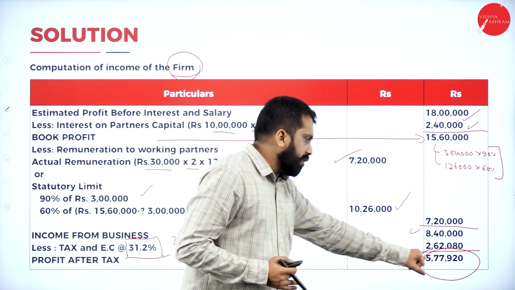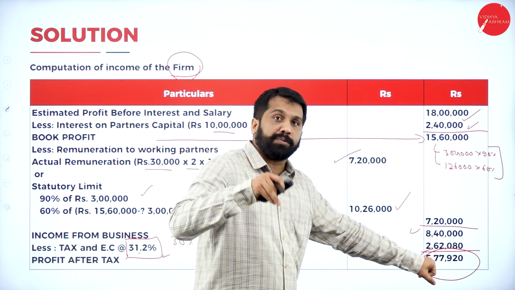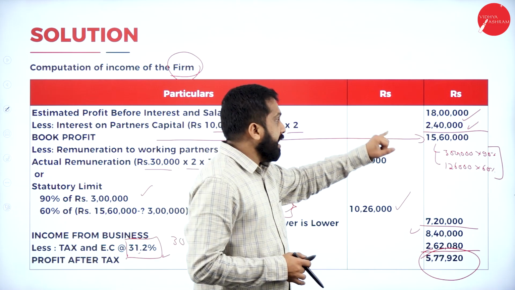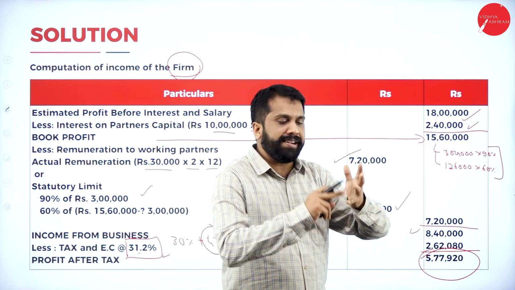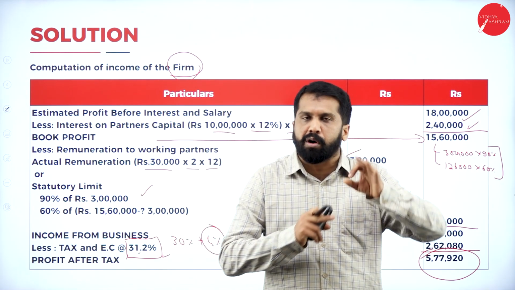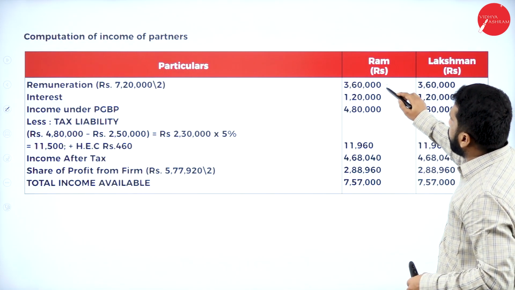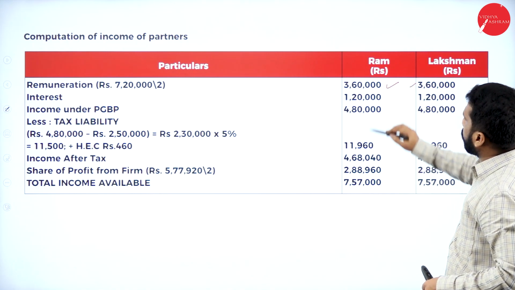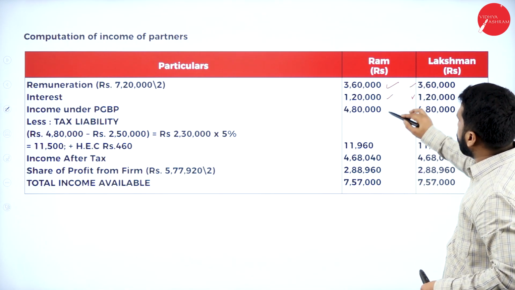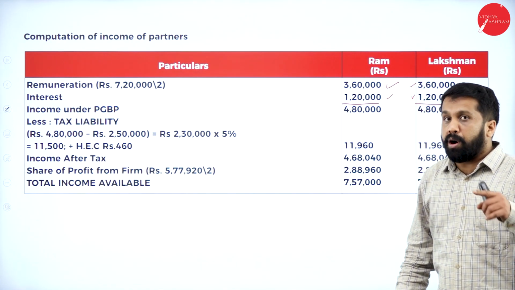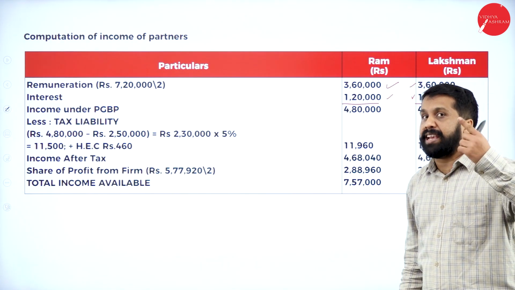Will the partner get only profit? No. Partner will get salary also. Partner will get interest also. Salary, interest, profit. All three will go to partner. See, 3,60,000 remuneration, 1,20,000 interest, total is how much? 4,80,000. On 4,80,000, we'll add profit later.